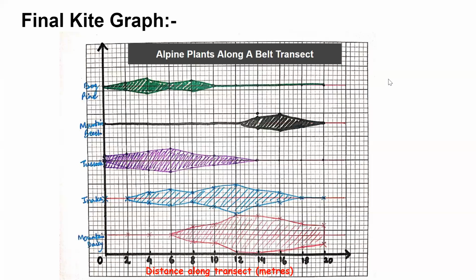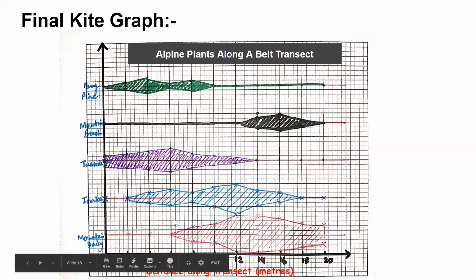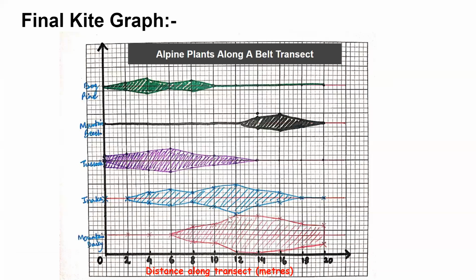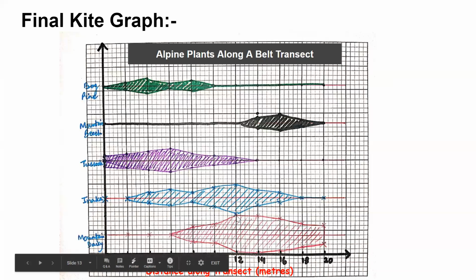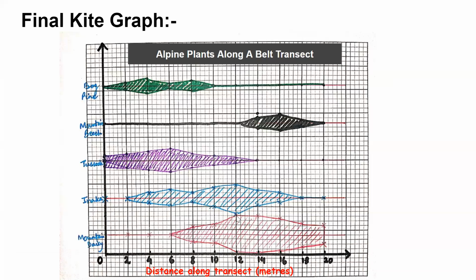Yogeshwari has asked, is it okay when a point overlaps? For example, a point of Inaka and a point of mountain daisies are joined. No, Yogeshwari, that is a mistake from my end. I should have kept 1 or 2 more centimeters as a buffer, because I didn't do that. I had this overlap where my Inaka is touching the mountain daisies kite. That should not happen in an ideal graph.